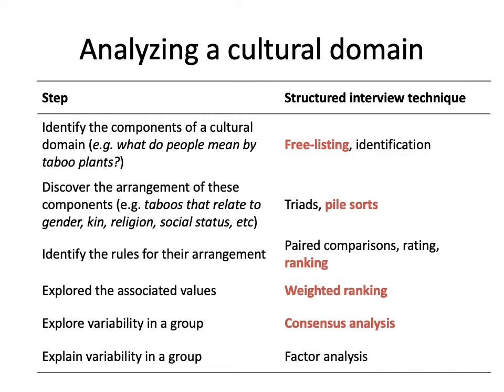You also want to identify the rules for their arrangements. Why do people place certain plants or items in a certain pile? And if they're all in that pile, are there some items that are even worse than others, so that you can give them a ranking? For example, the worst vegetable or the most bitter tree bark. And you can put that one on top. And explore the associated value.